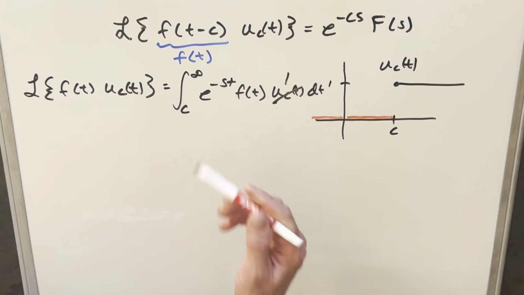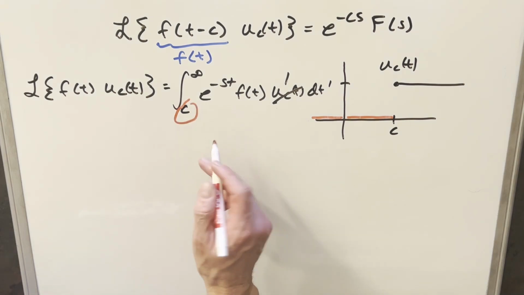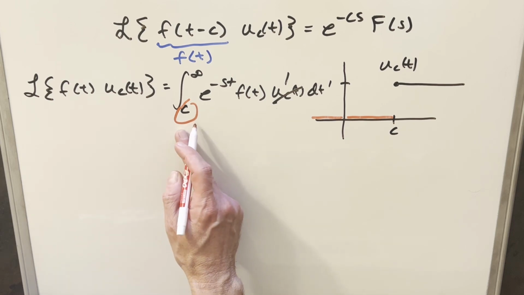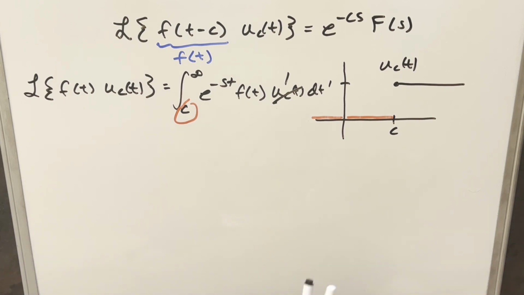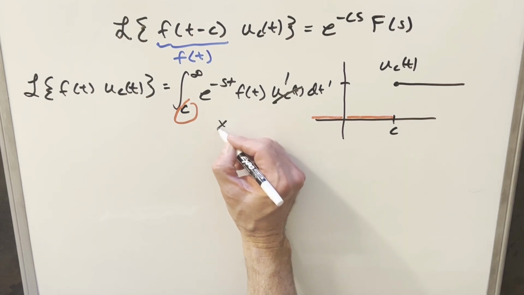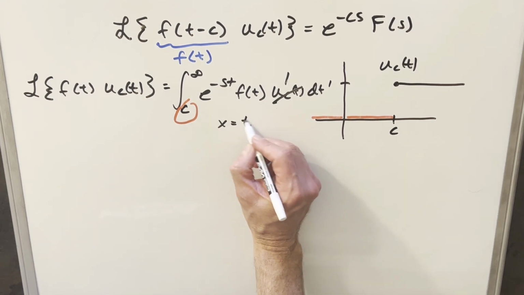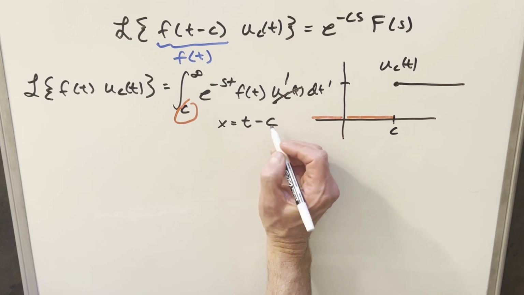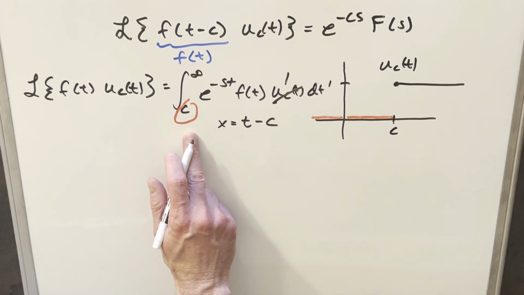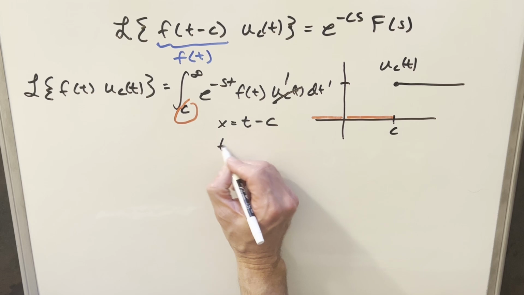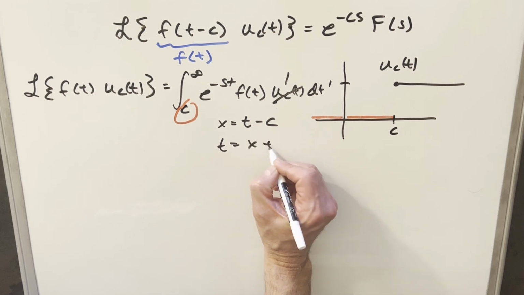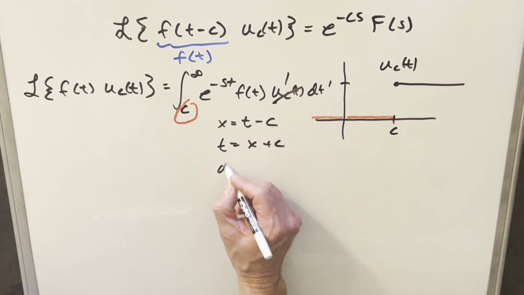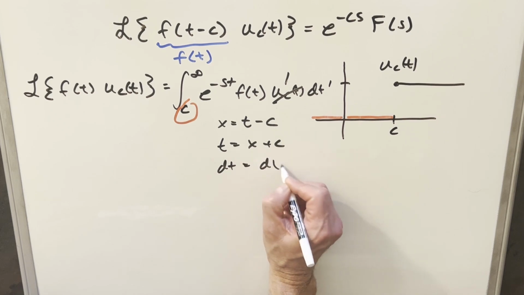Now this isn't so bad. The only problem we have is this lower bound, because we can't put this in terms of a Laplace transform until our bound is back to 0. So I can do a substitution for that, and I'll use the variable x. If I write x as t minus c, that's going to allow me to set this bound back to 0. We'll find our t value, so t is going to be x plus c, and taking a derivative, dt is going to be equal to just dx.